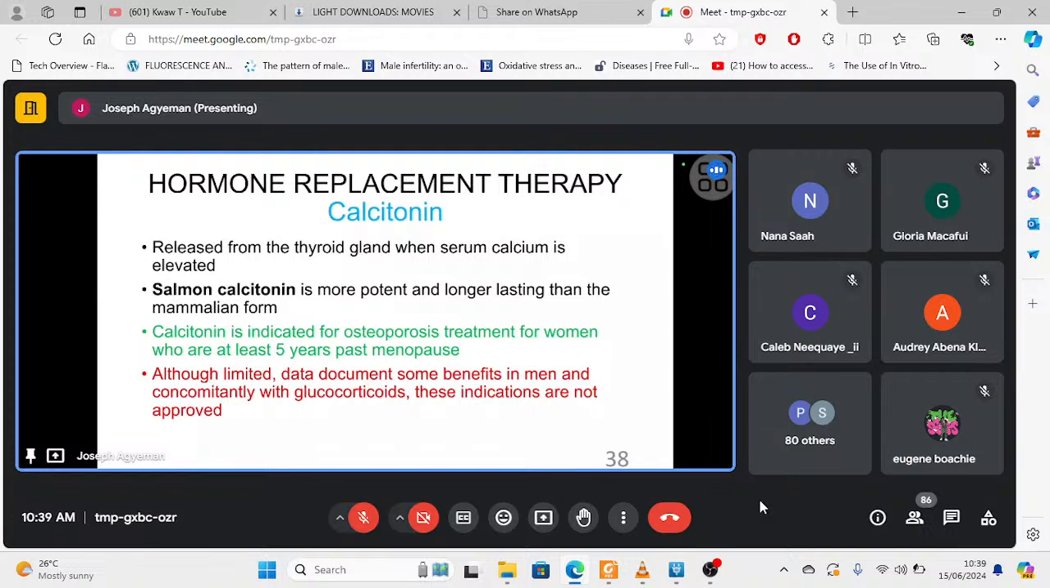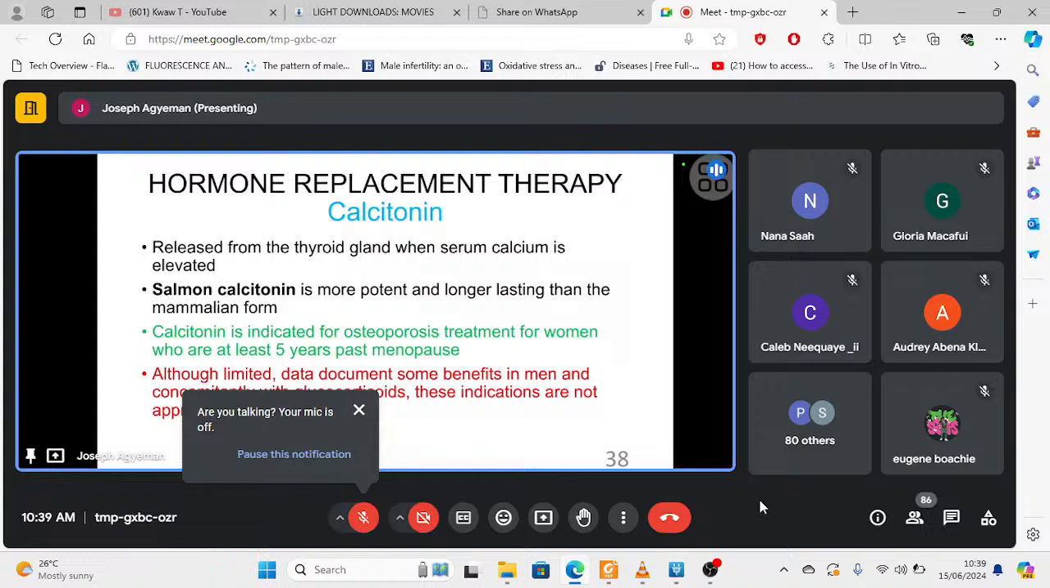Another hormone that could be tried is calcitonin. Calcitonin comes from the thyroid gland, and this comes in when we have excessive calcium levels. So one of the means of getting hypercalcemia, of course, could be from higher activity of osteoclasts.